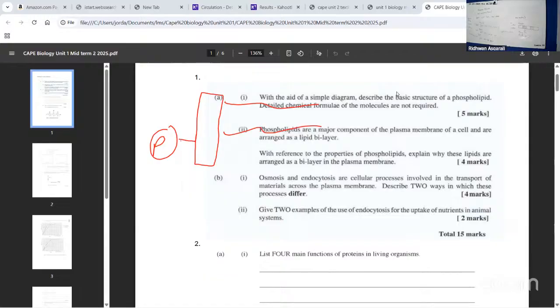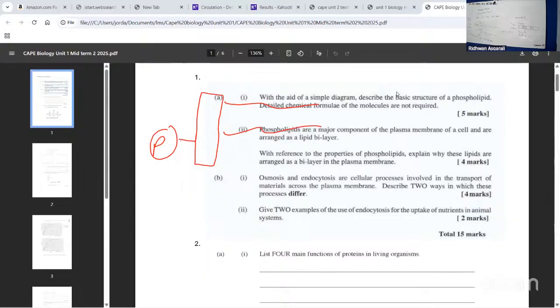You would say it has a phosphoric acid head, which is hydrophilic, and the tail is hydrophobic. So that's your 5 marks there.